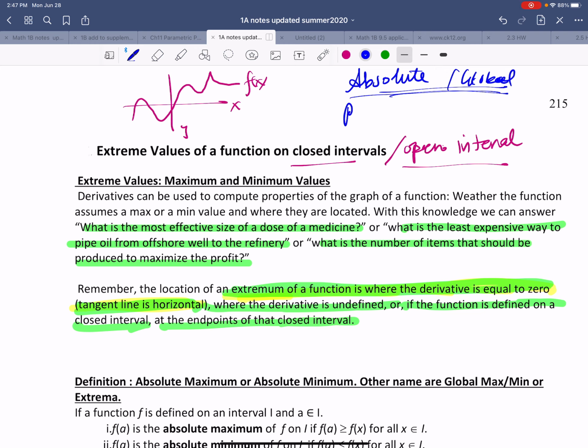Another kind is called local or relative max and min. Local min is a point that's lower than its neighbors. For example, this point is lower than its neighbors, or this point is lower than the neighbors. So any point that's lower than its neighbors would be called a local or relative max or min. Absolute or global max and min is the absolutely lowest or absolutely highest point of a graph.